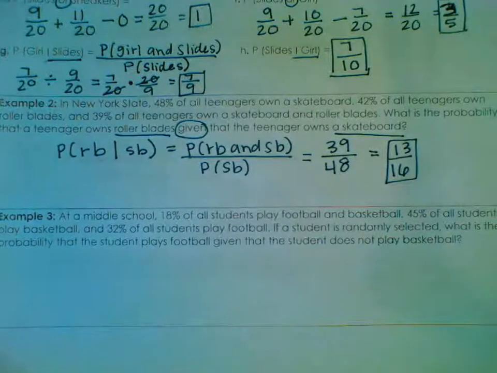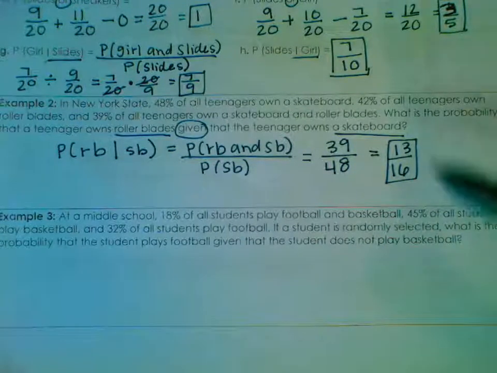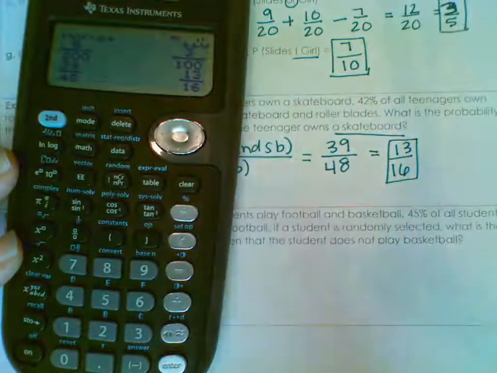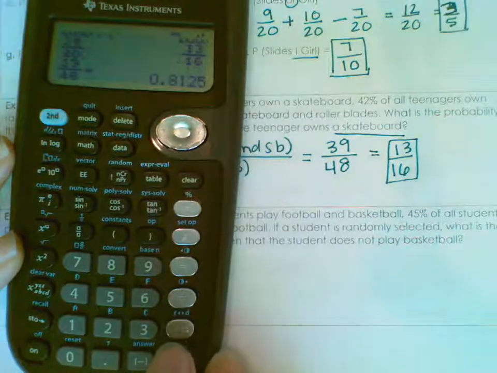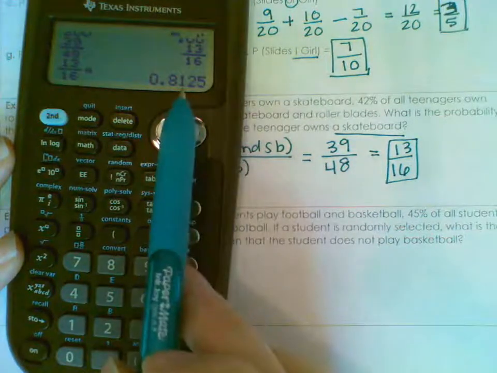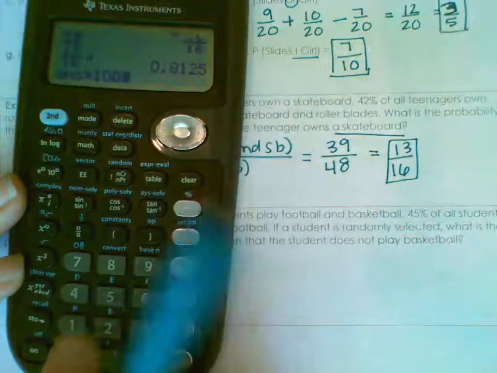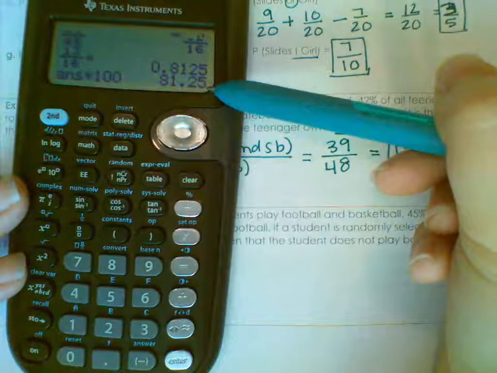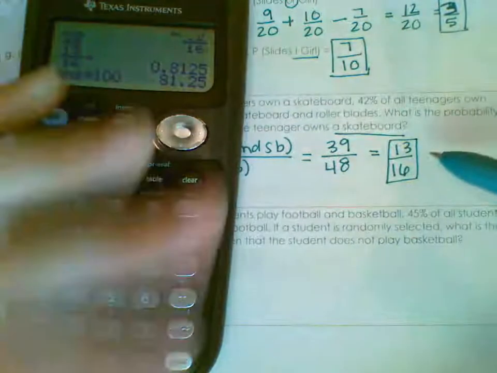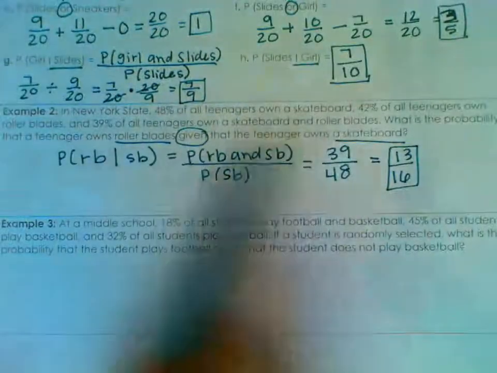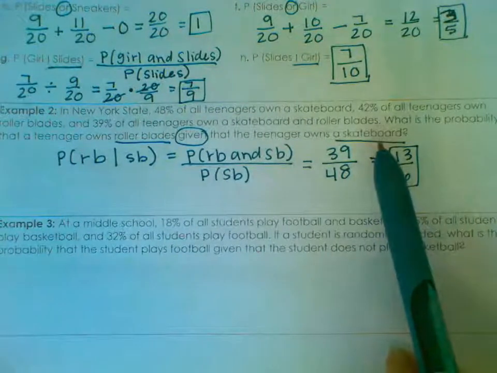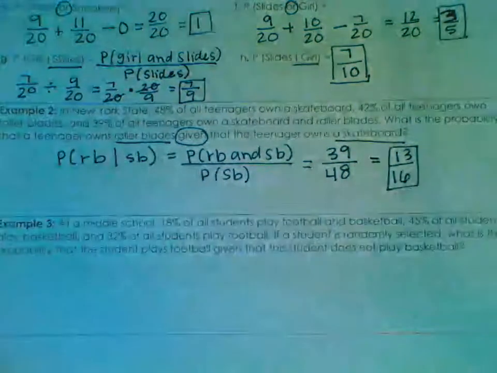Now, let's say, what if it asks what percentage of teenagers own a skateboard? Now, we know the probability is 13 over 16. If we want to change that to a percentage, how would we do that? You can press that little arrow button, and it's going to change it to a decimal, but that's not our answer. We would then need to multiply this by 100 to change that decimal to a percentage. So about 81.25% of teenagers own a rollerblade, given that we know that they already own a skateboard. So 81% of skateboard owning teenagers also own a rollerblade.